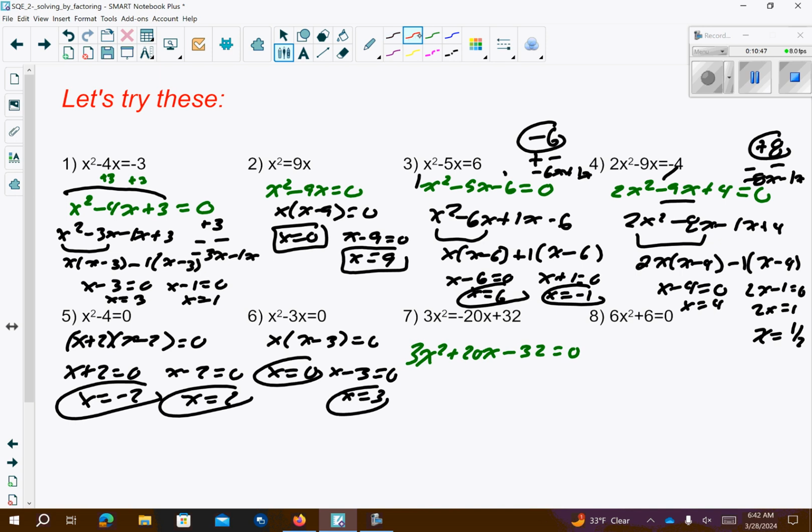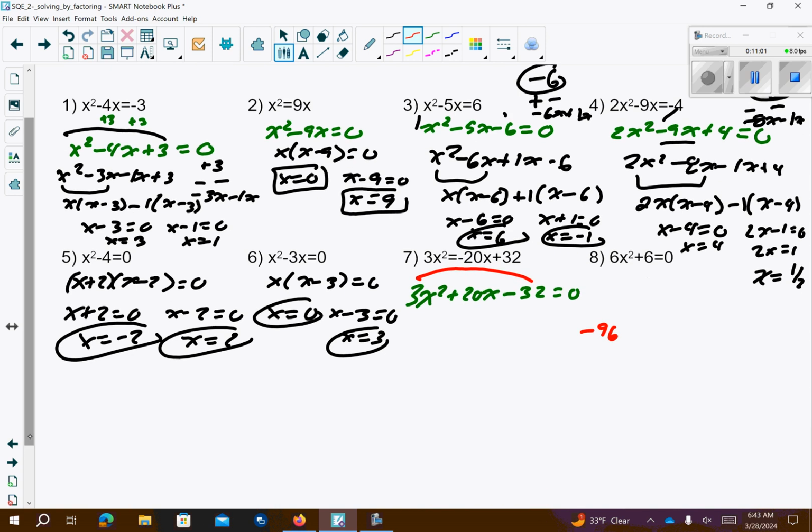Number 7. Remember we had to do an awful lot to this. We can multiply those together, and that's going to give me negative 96. So I have a positive and a negative. I want to figure out what factors would add up to 20. 1 and 96 don't work. 2 and 48 don't work. 3 and 32, they're not going to add up to 20. 4 and 24. Oh, 4 and 24, those would add up to the 20.